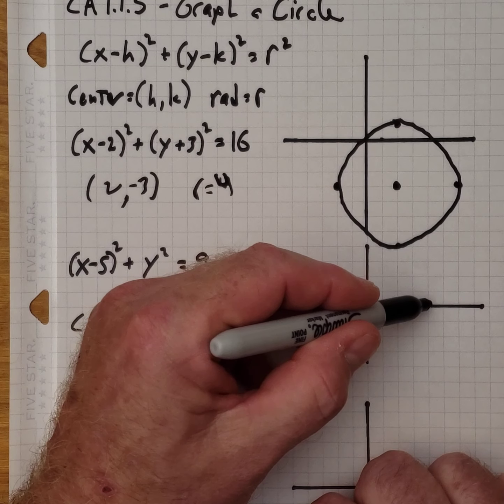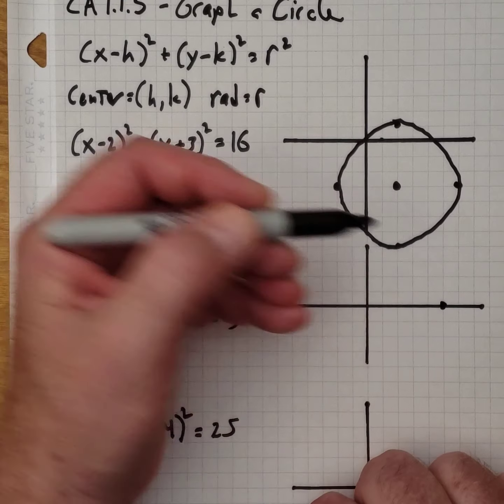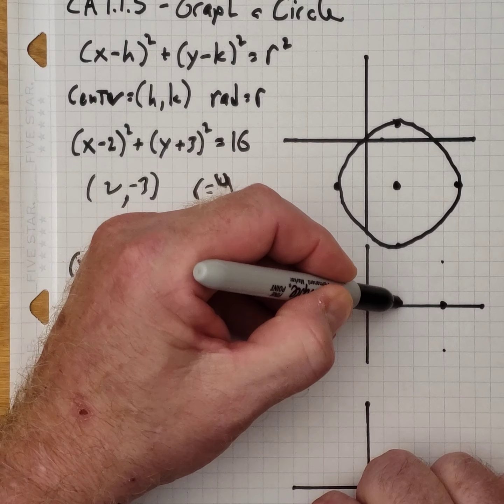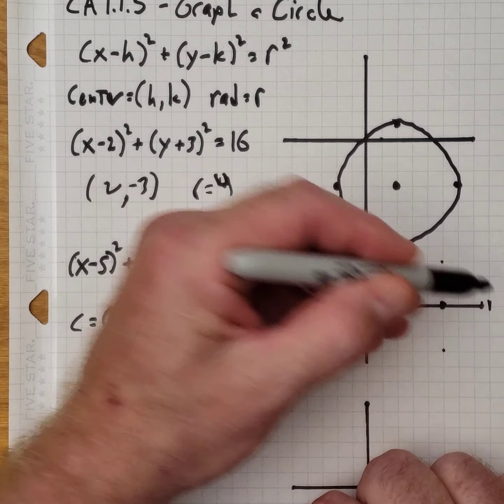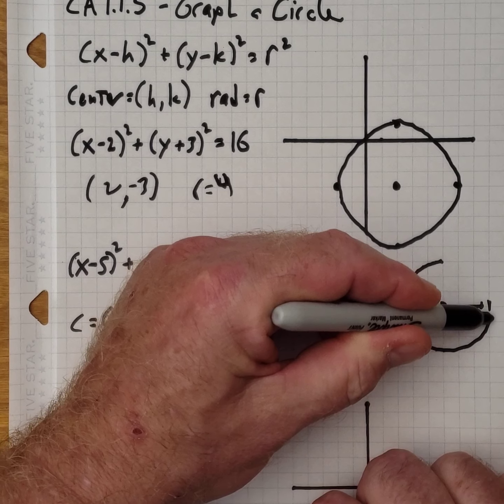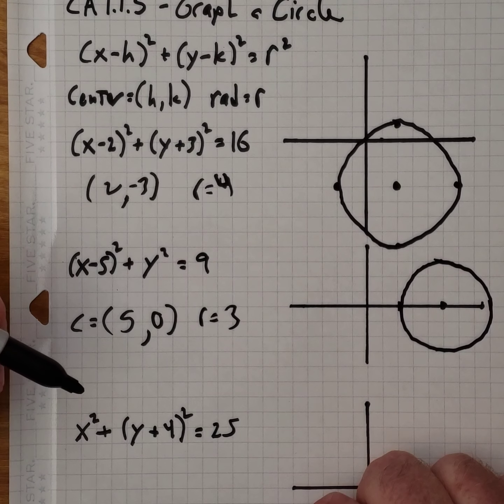1, 2, 3, 4, 5. Right there. And then we go up 3, down 3, left 3, right 3. That's our radius. And then we just fill in something that looks vaguely like a circle.